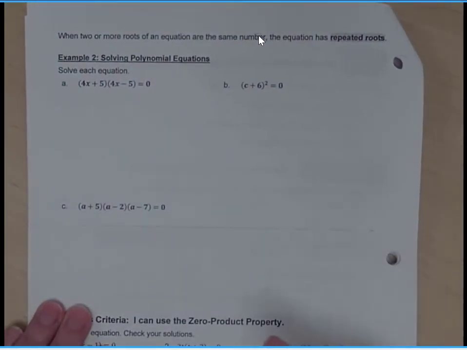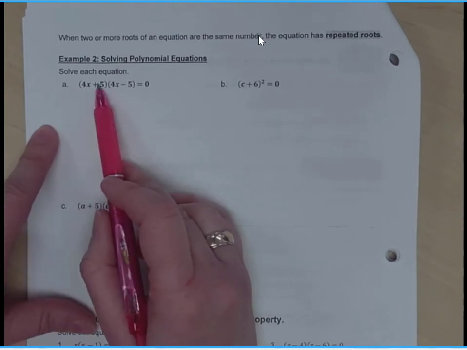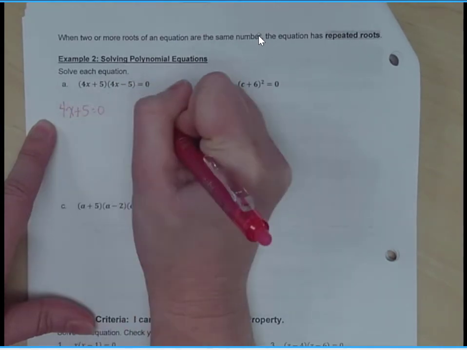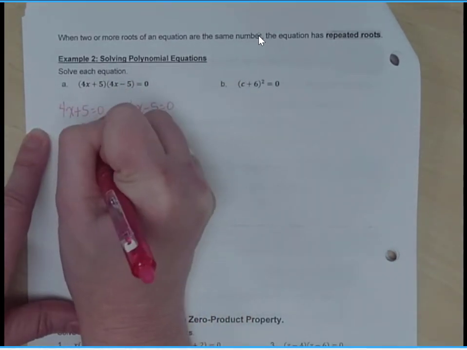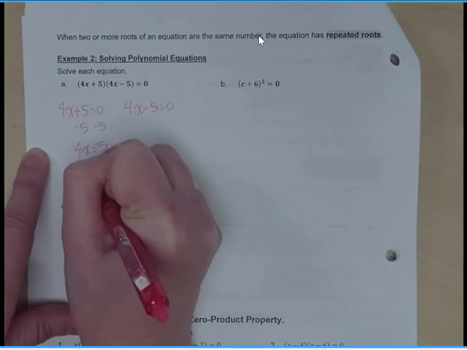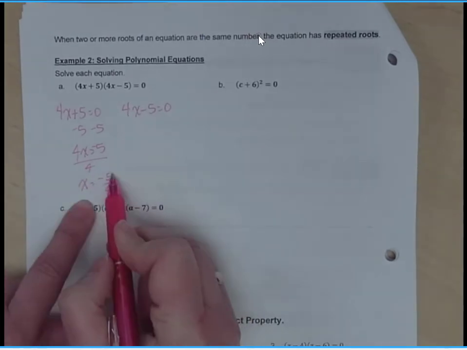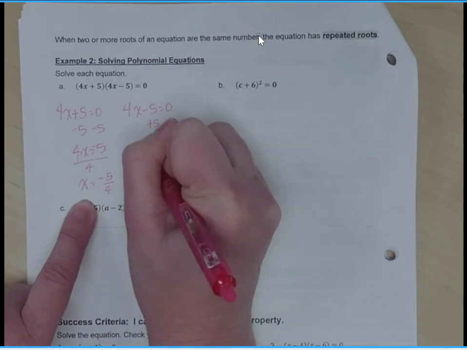So what do we do here? Exact same thing. It's just that we have a little bit bigger factor here. So I have 4x plus 5 equals 0. Subtract 5. 4x equals negative 5. Divide by 4. x equals negative 5/4.